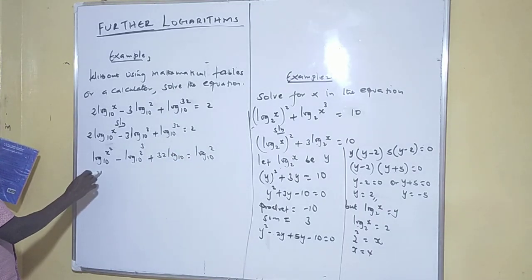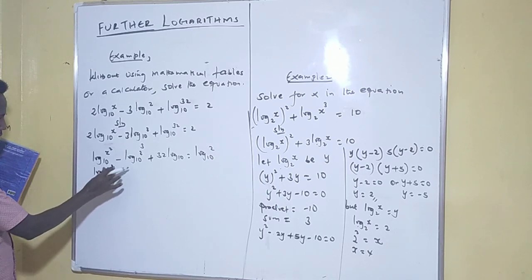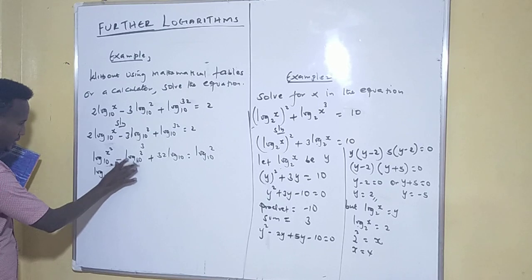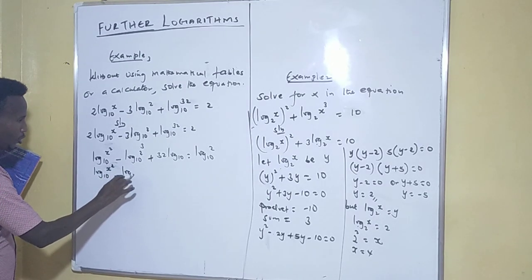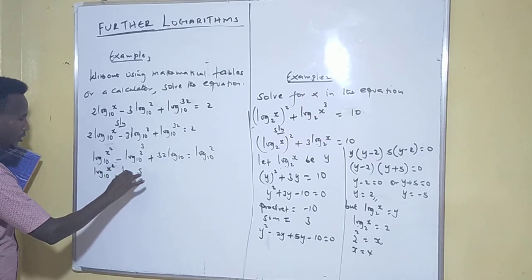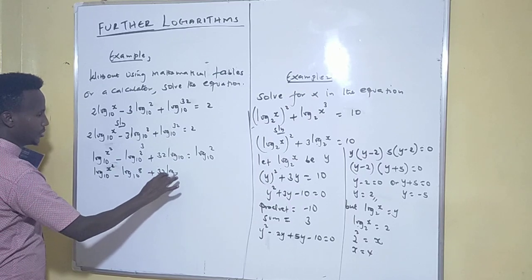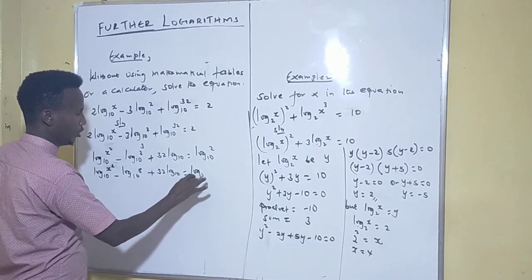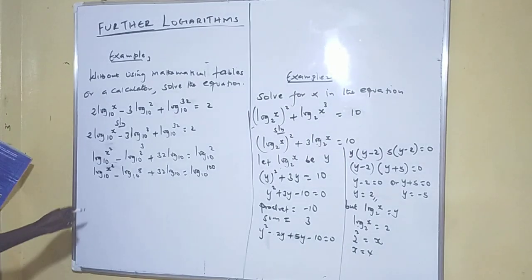Remember, this can be written as what? This can be written as log base 10 power x squared by x squared, minus log base 10 power 2 power 3 is 8, plus that 2 log base 10 is equal to what? Come to this one. Log base 10 to the power of 2 is what? It's 100.